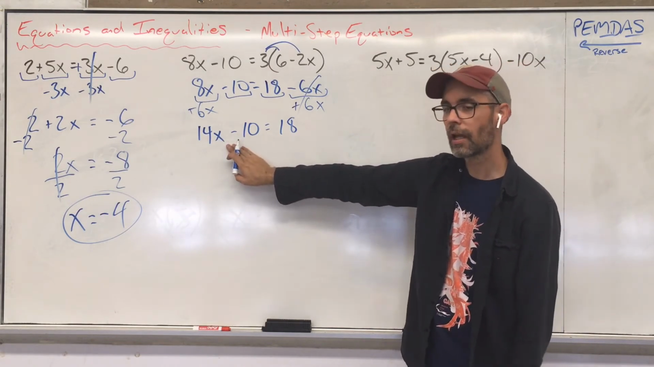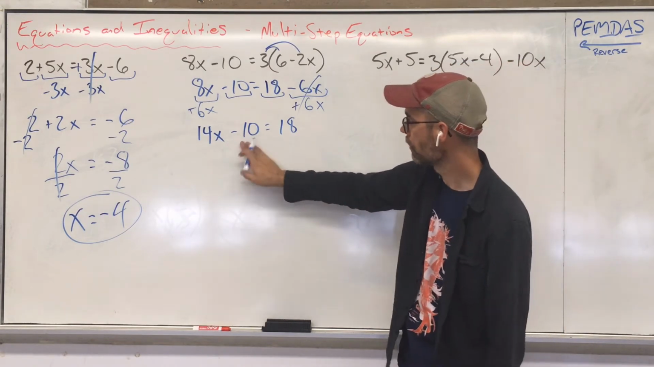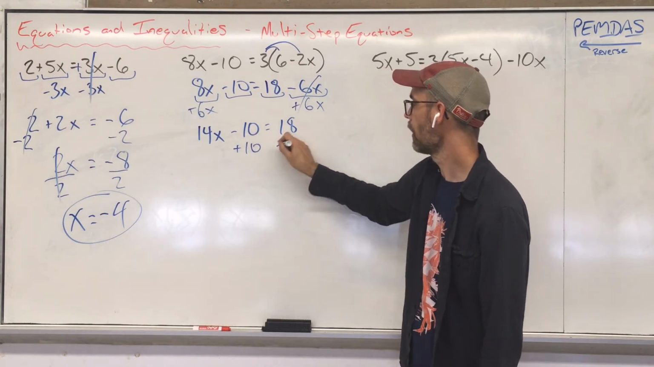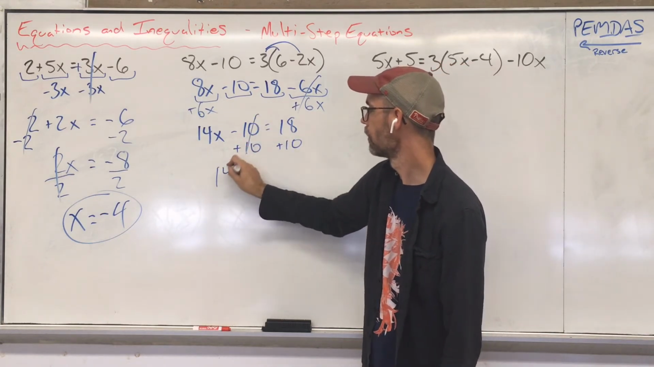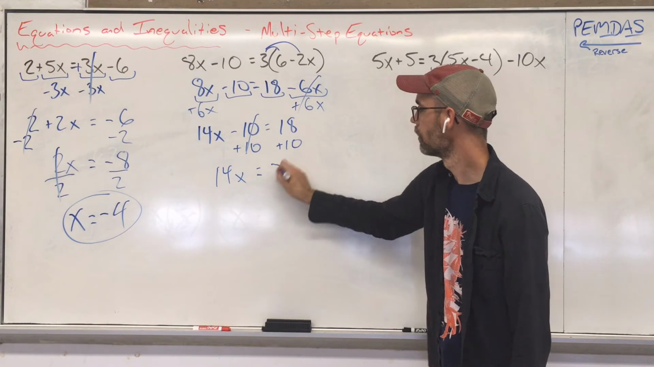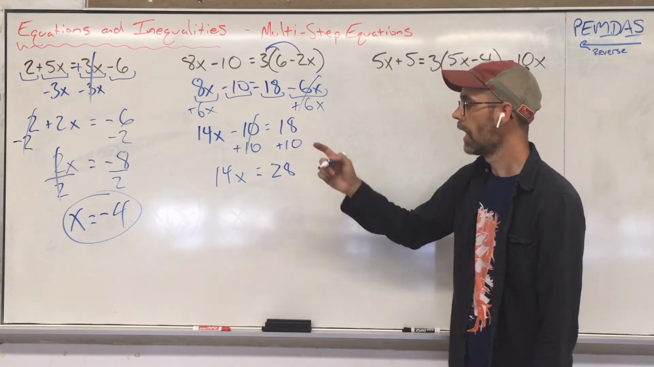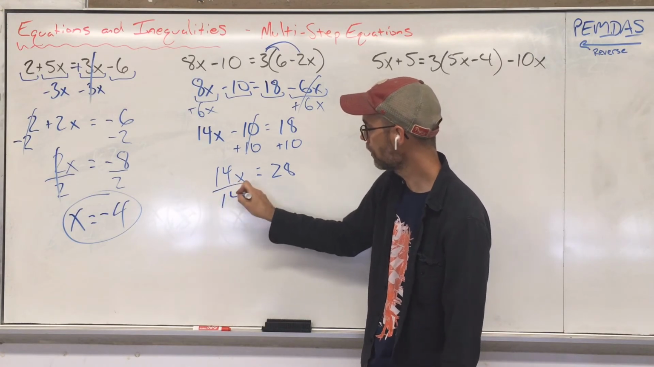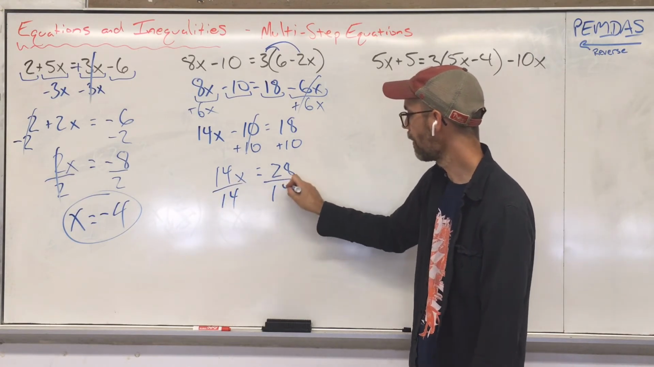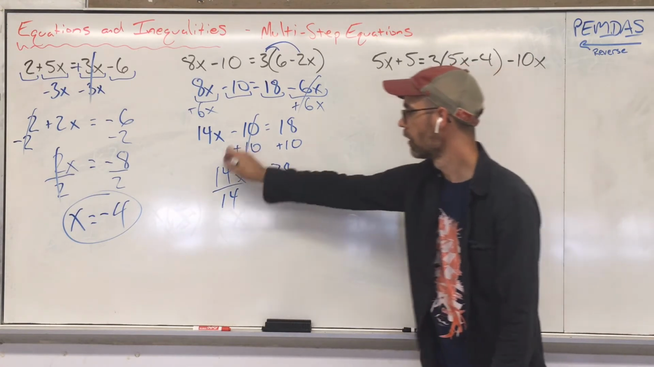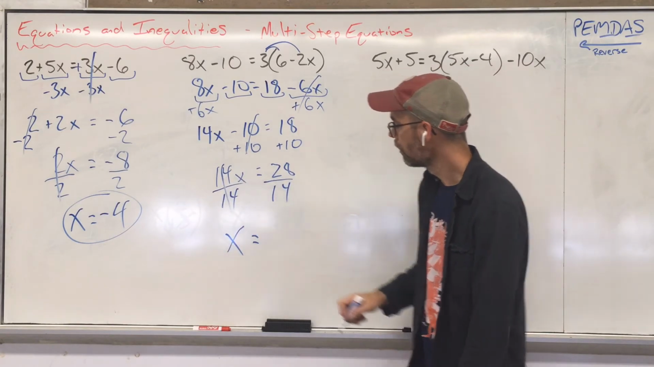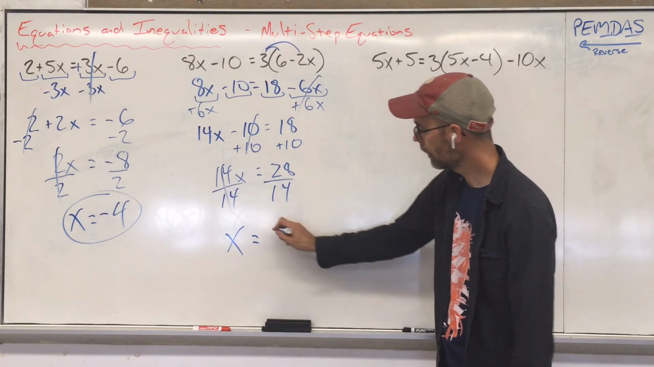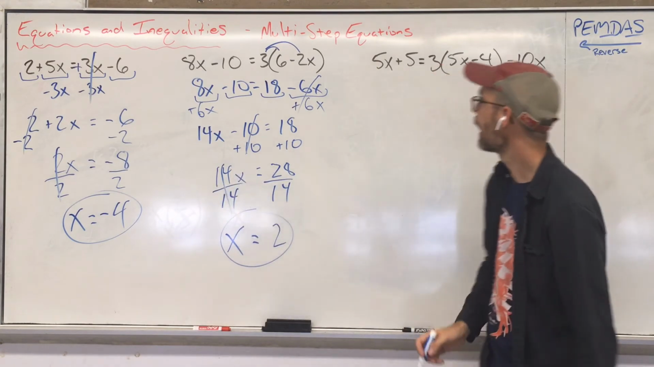Multiplication, subtraction, got to do addition, subtraction first. So take care of the 10, add 10, add. And final step, we have multiplication. Inverse of multiplication is dividing by that number that's stopping us. Cancels out. 28 divided by 14, 2, call it a day.